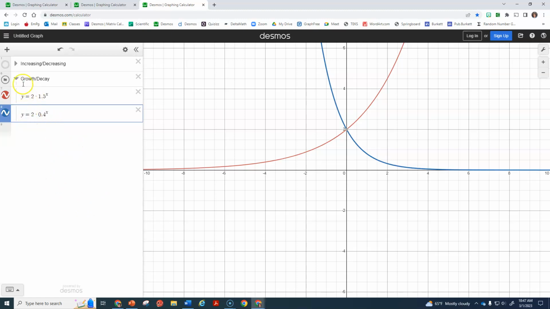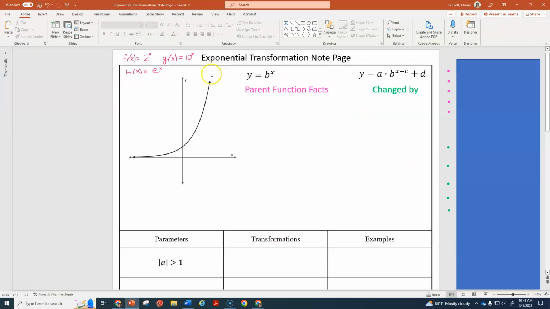Okay, so these are pieces of information that you've already learned. Of course, on all of these, we learned how to tell what the domain was, what the range is, what the end behavior is, what the asymptote is. All of those things are things that you have already learned, and we're going to continue to do those as we move on to this piece of information.